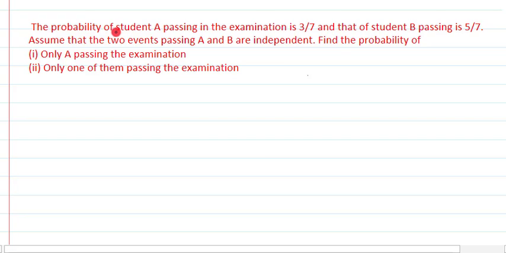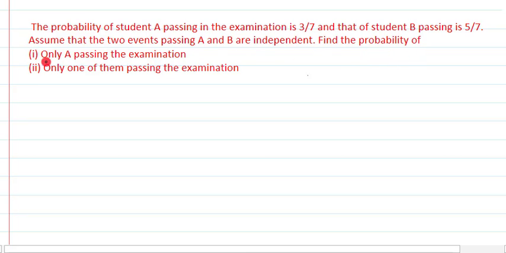Let us read out this problem. The probability of student A passing an examination is 3 by 7 and that of student B passing is 5 by 7. So two cases are given to us. Assuming that the two events, passing of A and B, are independent, means passing of A does not affect passing of B and passing of B does not affect passing of A, means the result of A and B are independent of each other.